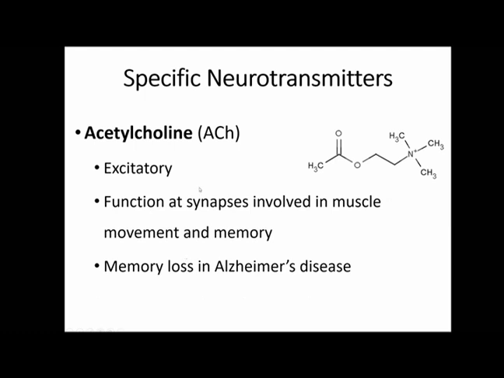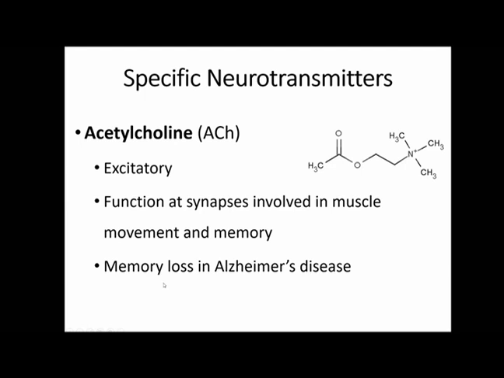So our next neurotransmitter is acetylcholine. And this is another excitatory one, but this one isn't in all parts of the brain. This one's more involved in functioning at synapses for muscle movement and memory. So it's going to really only function in areas when you're coordinating your muscle movement, but then also memory. So they don't have to necessarily be related for function.